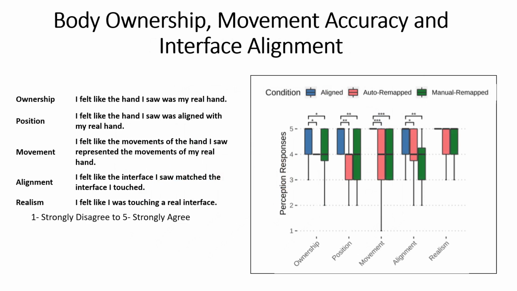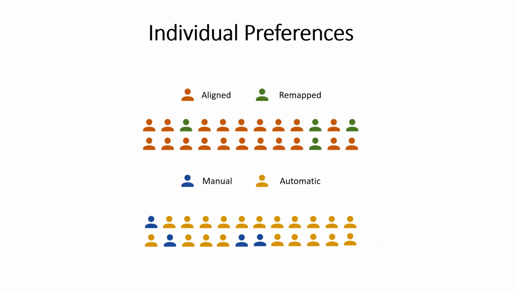With the aligned interface, participants reported higher body ownership, more accurate hand movements, and better alignment between the physical and virtual interface than the auto-remapped condition. Only 4 of the 24 participants preferred the remapped interface over the aligned interface. One participant mentioned that they enjoyed not having to move as far with the remapped interface, and another found the remapped interface more fun to use, though they preferred the aligned interface only because it was more practical.